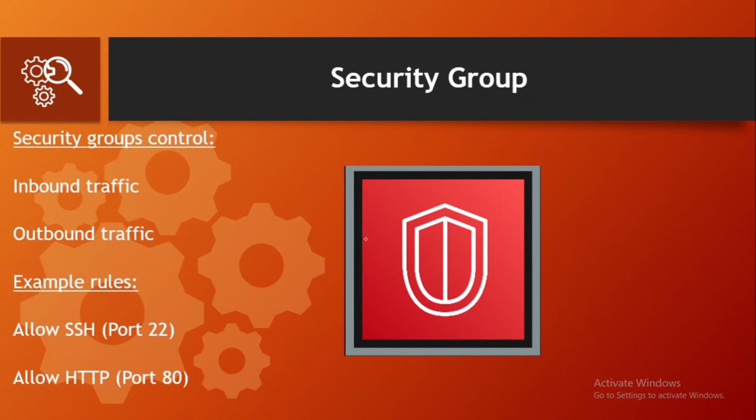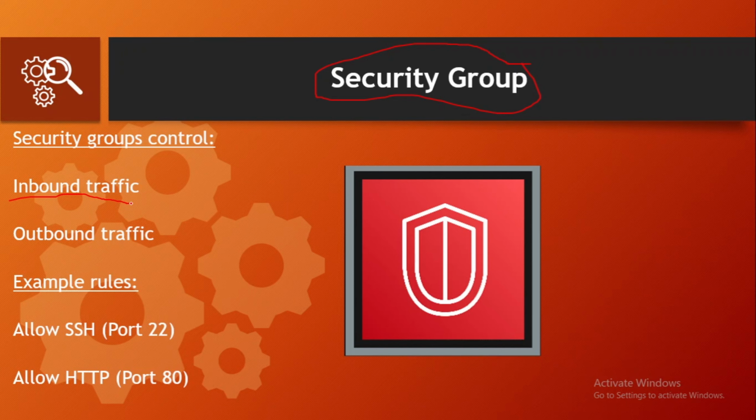Now let's talk about something very important for protecting your servers in AWS, and this is called a security group. A security group acts as a firewall for your EC2 instances. In simpler words, it controls who is allowed to connect to your server and what traffic is allowed to leave your server. There are two main things that a security group controls. The first thing is the inbound rule.